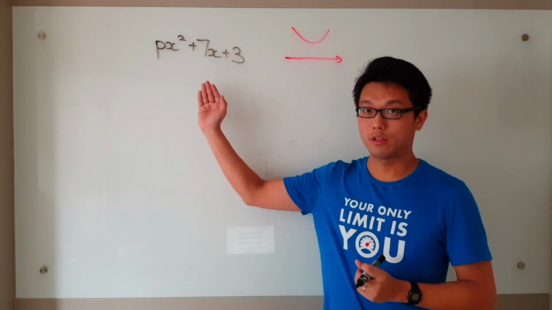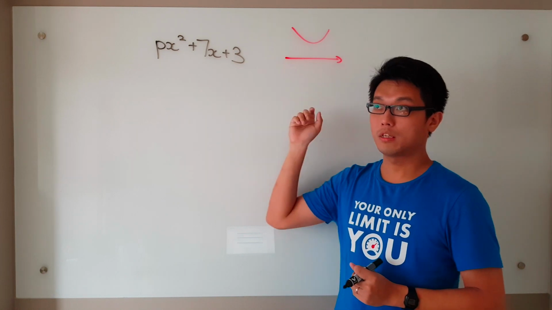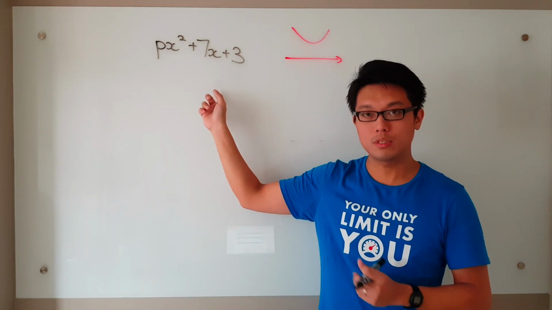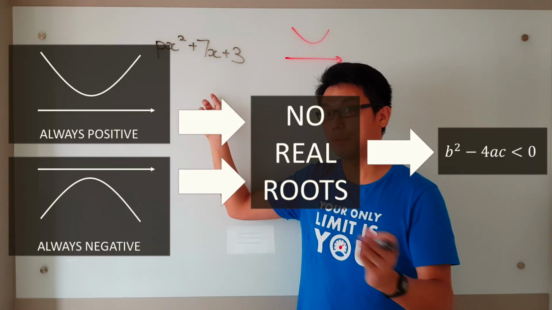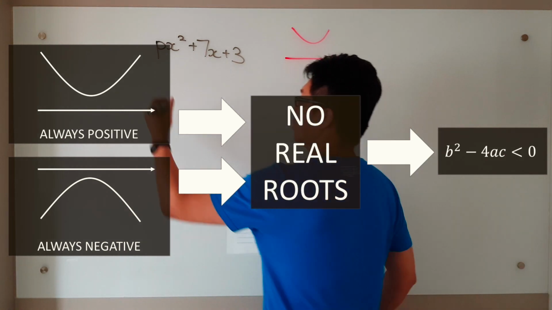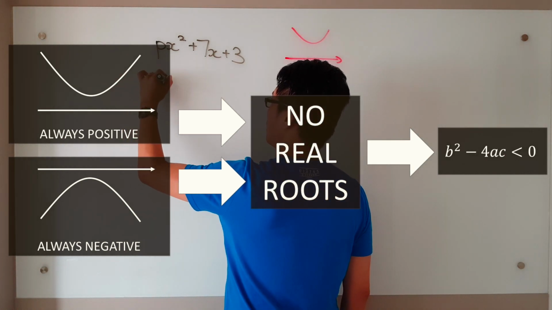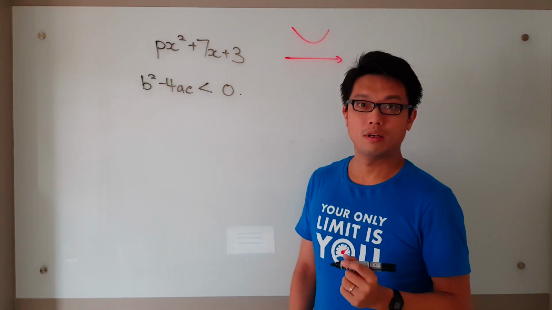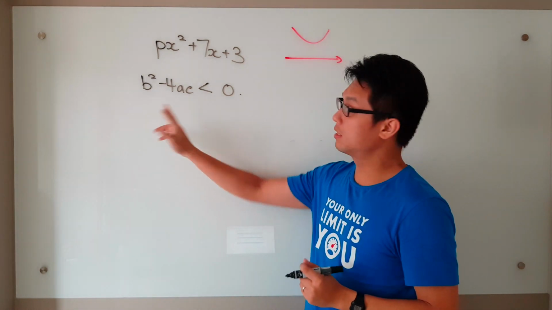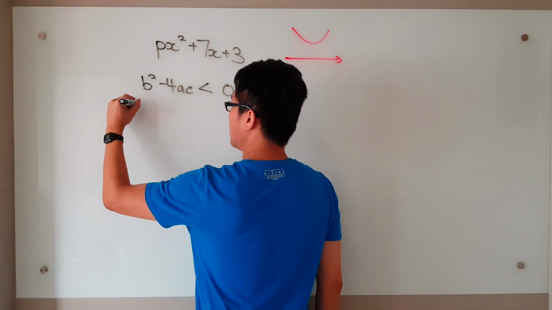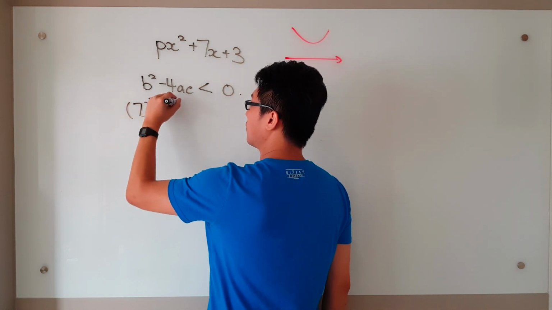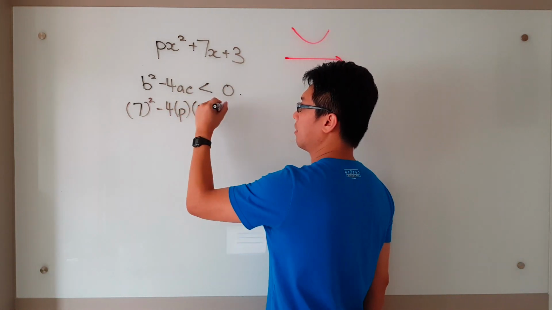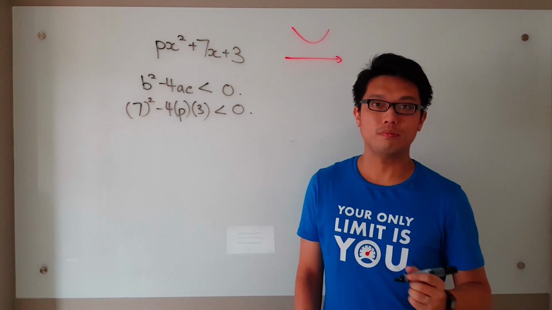That is the key ingredient to solving this question. In short, we have the quadratic expression and we want it to be always positive. So we realize it would need to have no real roots. No real roots means that the discriminant will be less than 0. So b squared minus 4ac has to be less than 0. What is b squared minus 4ac? b will be 7, so it will be 7 squared minus 4 times p times c, which is 3, less than 0.